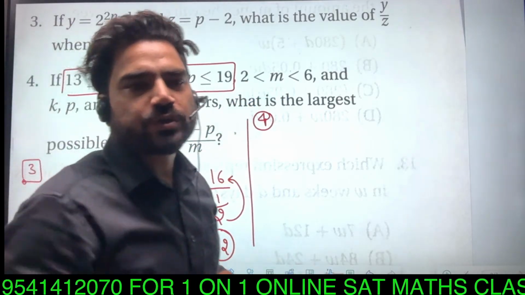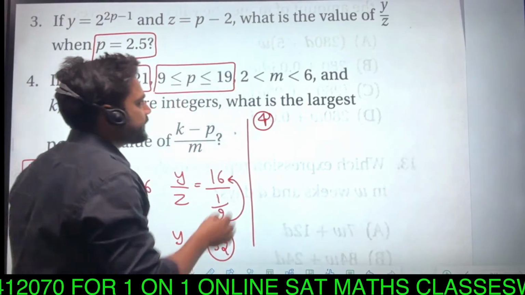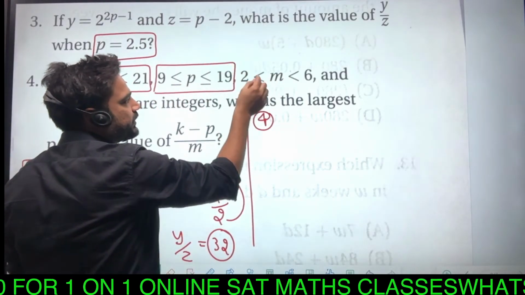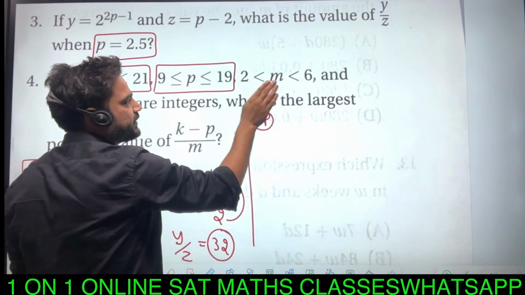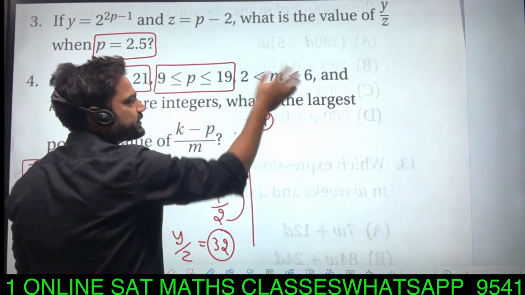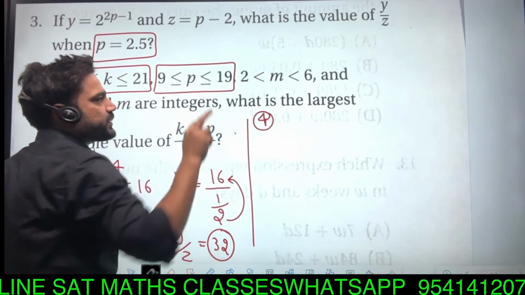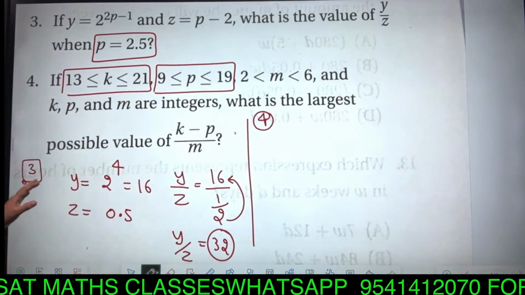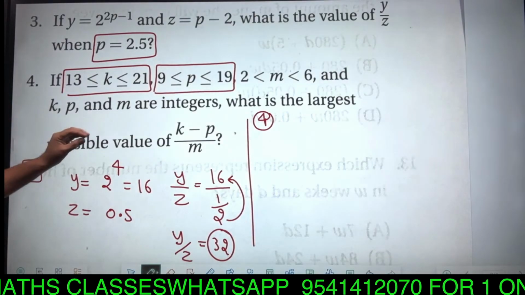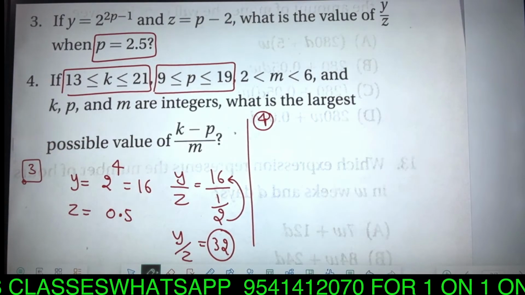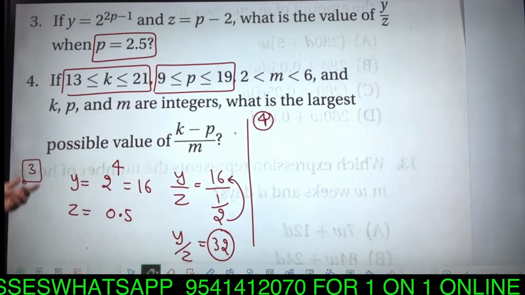Equal sign is not there, it means that we cannot take the value 2 nor 6 for m. We have to take values between 2 and 6. Okay, and now they are saying that k, p and m are integers. K, p and m are integers. What is the largest possible value of this?